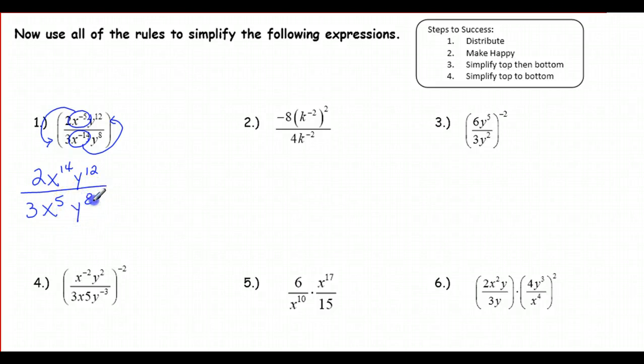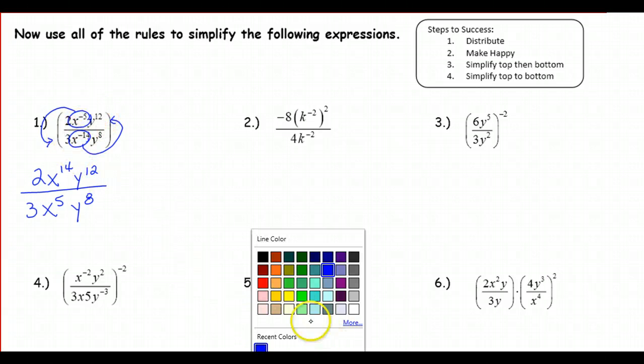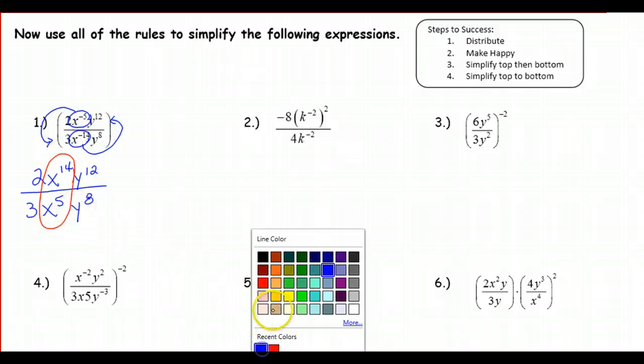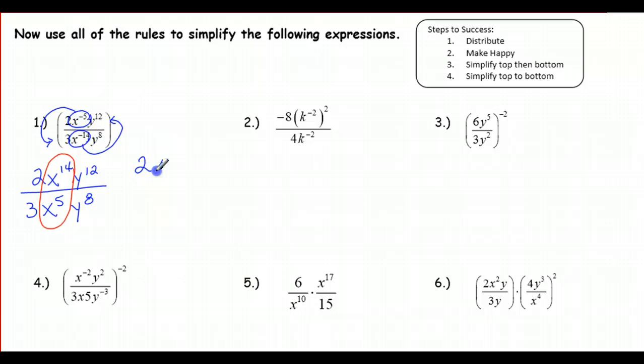over 3x to the 5th, y to the 8th. Alright, now that we have no more negative exponents, I'm going to go ahead and look for my powers that have the same base. Right away, I notice that in the x's, I have one in the numerator and one in the denominator. So I can subtract those. So 14 minus 5 is 9. So that's going to leave me with 2x to the 9th over 3.